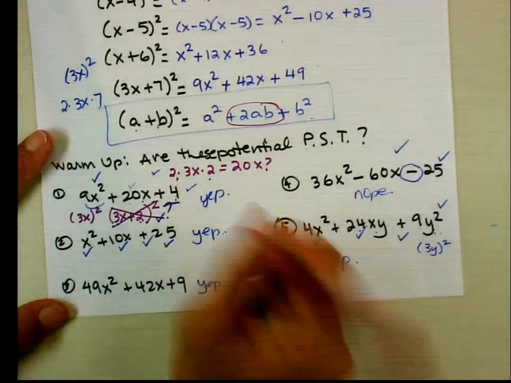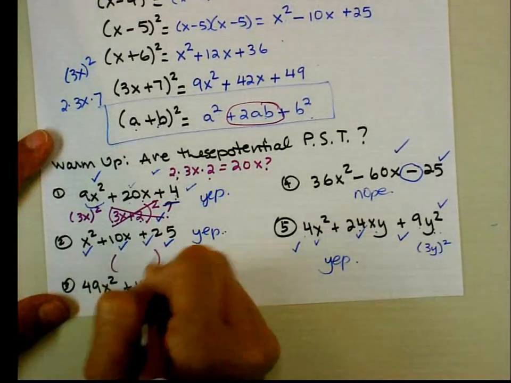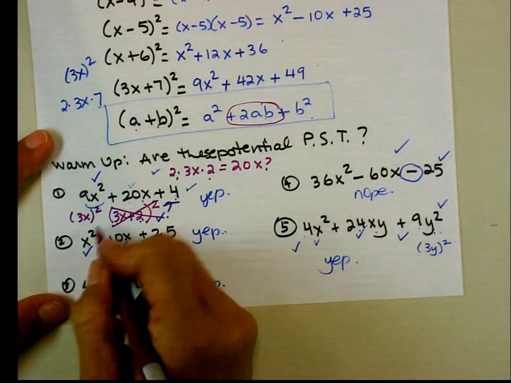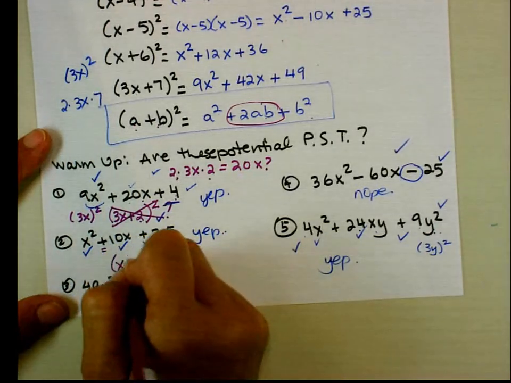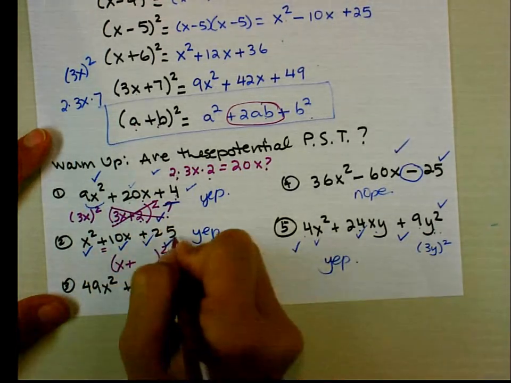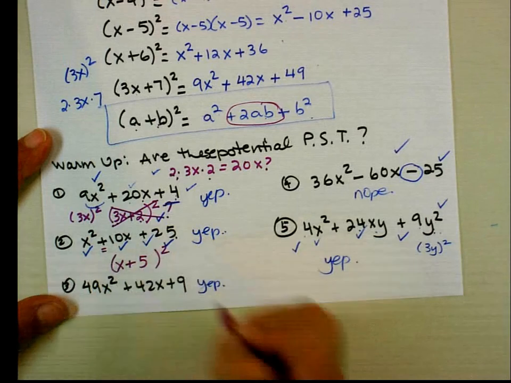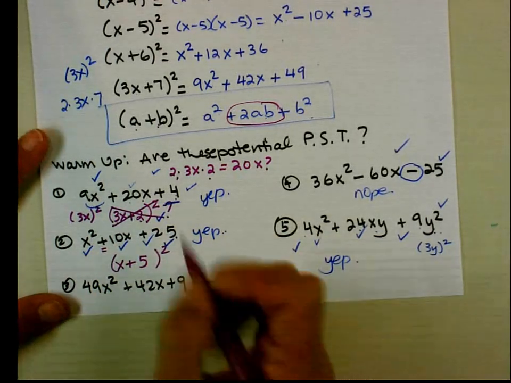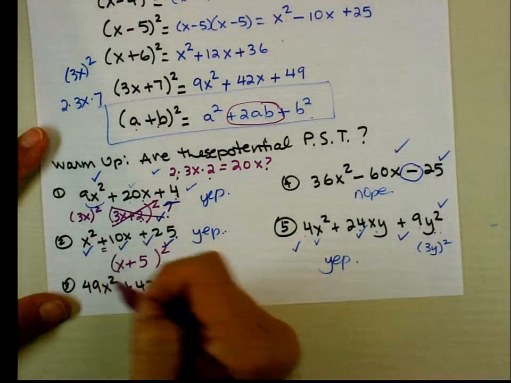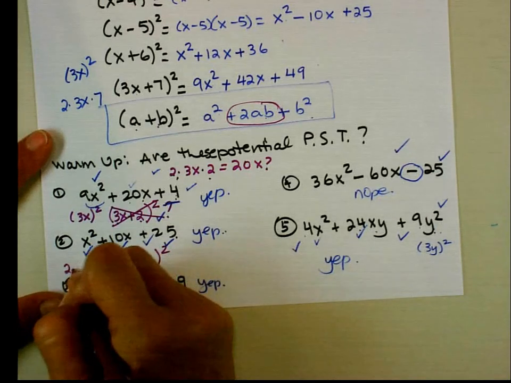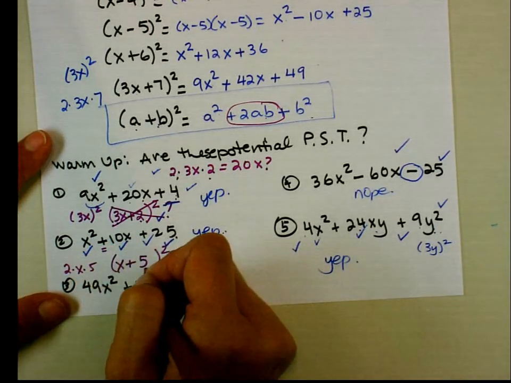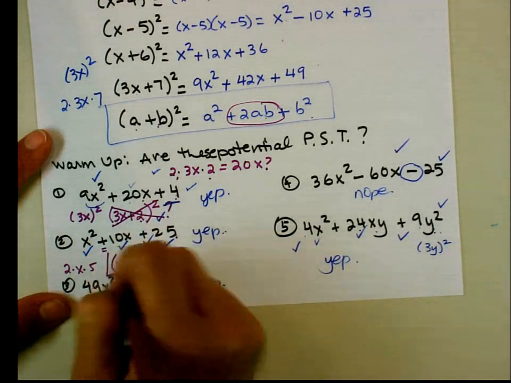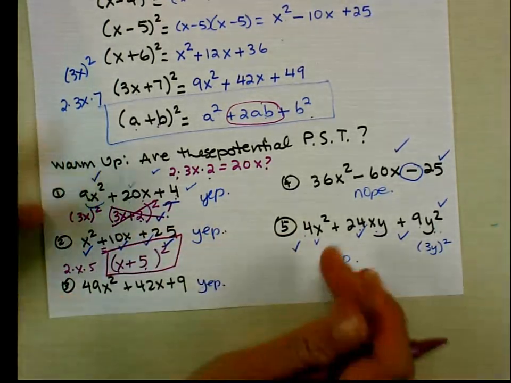Number 2, it's a yep, so let's see. Something squared. What times what to get x squared? That'll be an x. My 10 is positive, so that's what goes in the middle here. Square root of 25 is 5. Check. So let's see. x squared. 2 times x times 5. Does that give me 10x? Yep. And 5 squared, 25. All right. Hey, it worked, right?